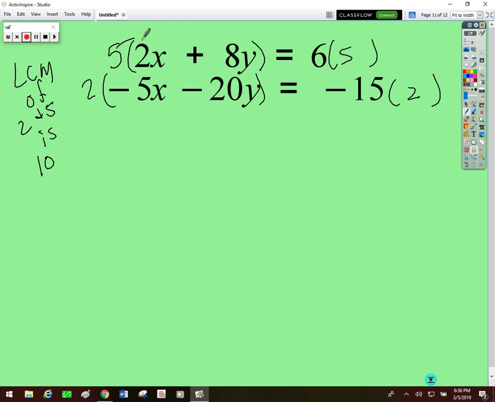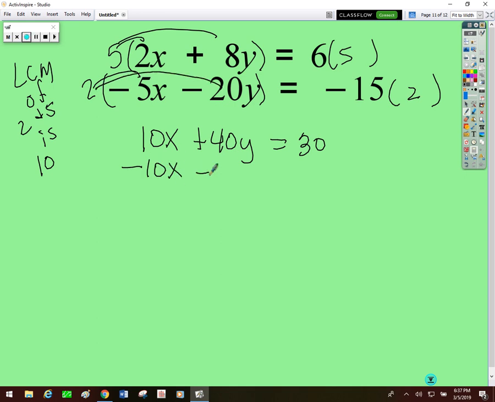All right, so if I distribute here, 5 times 2x is 10x. 5 times 8 is 40y. 6 times 5 is 30, right? Let's check the bottom. 2 times -5 is -10x. 2 times -20 is -40y. And then -15 times 2 is -30.